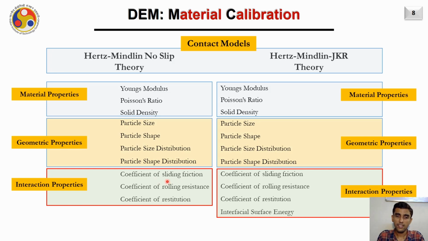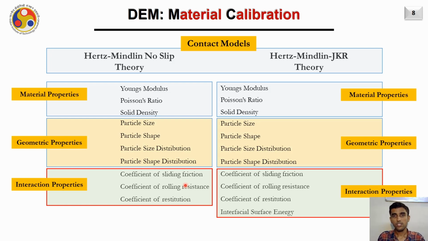So how do we determine the coefficient of sliding friction, coefficient of rolling resistance, and coefficient of restitution for granular materials? And remember, these properties have to be determined not just for the interaction of the granular media with the equipment material, but also amongst the granular media. Between two powder particles, what are the values of these parameters? We need to determine that as well.